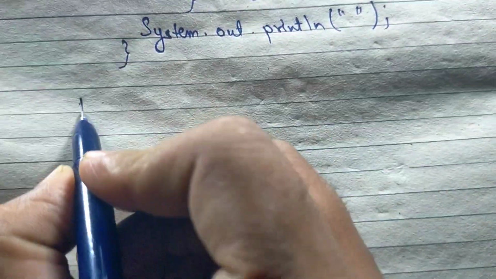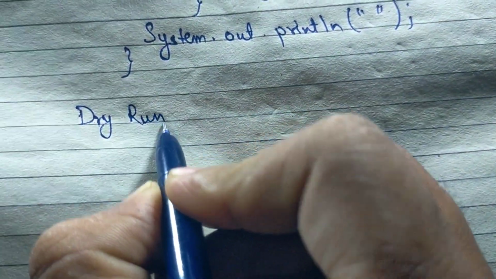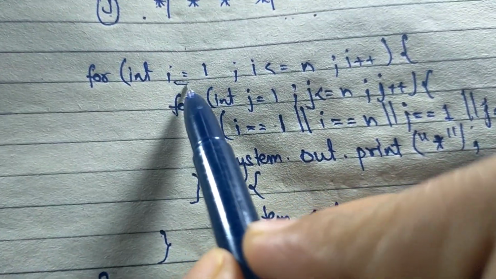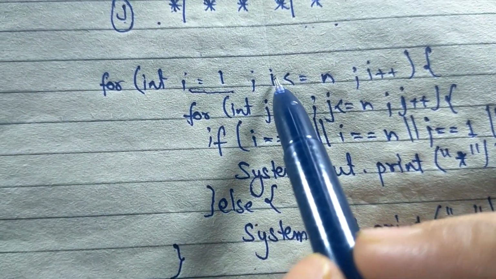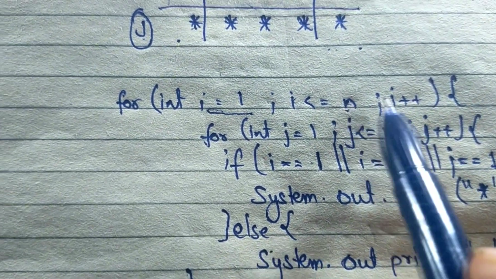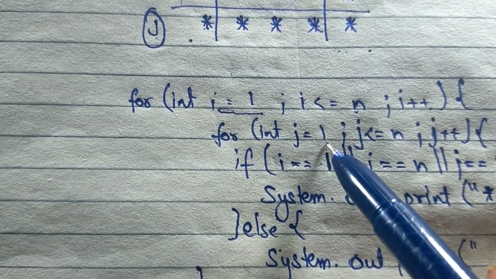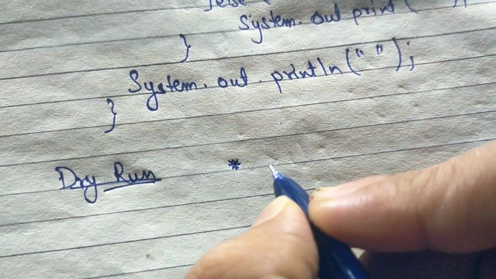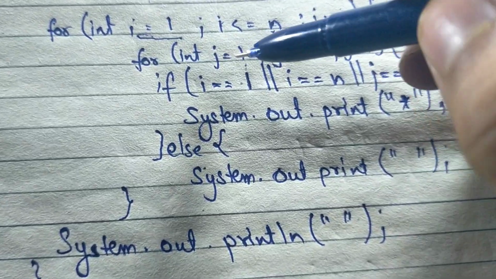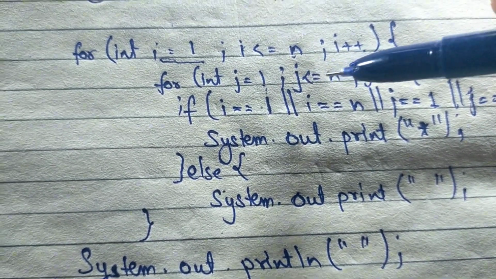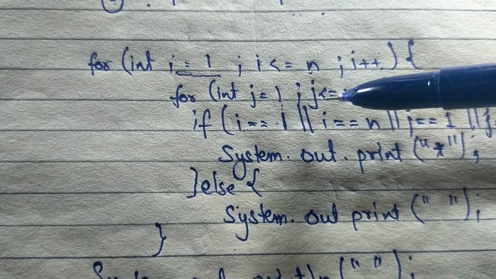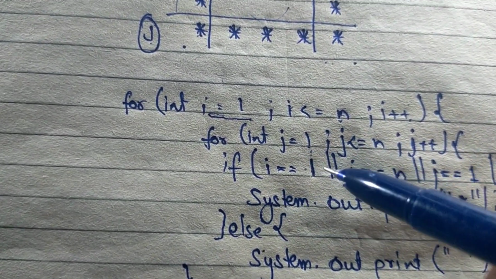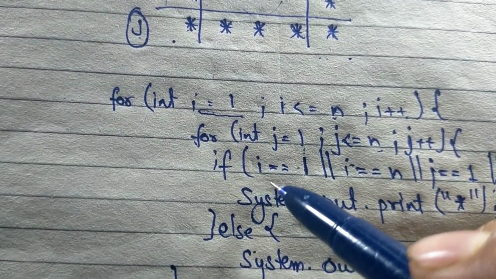So for the first condition, i is 1, and i is less than or equals n. Yes, the condition is true, so it will go in. i is 1, for the first row. If j is 1, and j is less than or equals n, the condition is true, then j plus plus. If this condition is true, after that it will come in here.